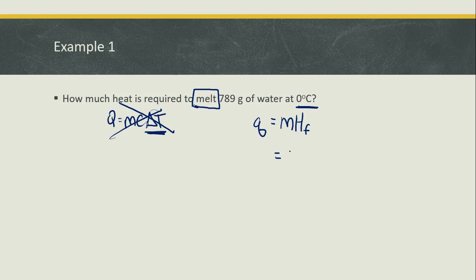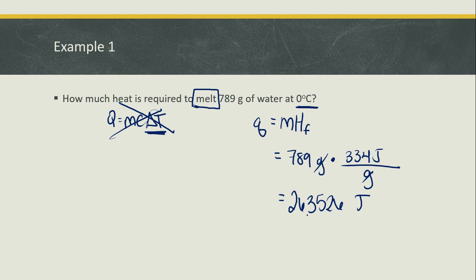So the mass is 789 grams from above, and that is times 334 joules per gram. Grams cancels, and at this rate, we are left with an answer that will be quite large. On your quizzes and things, most of the time I'm going to ask you to do your answers in kilojoules. So if we have 263,526, it'll be that many joules.